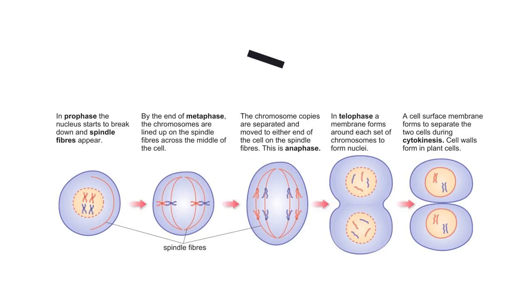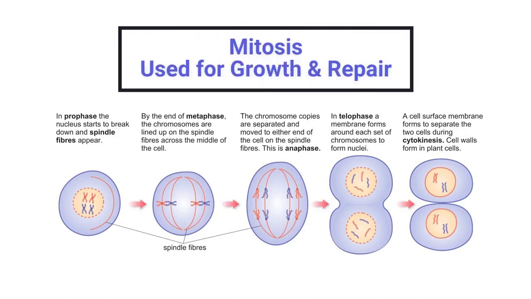So the body uses mitosis for growth and repair. So we create new cells in order to grow, and we also need new cells to replace dead or damaged cells.